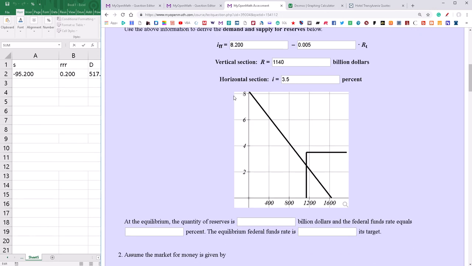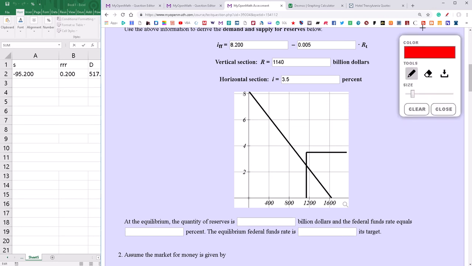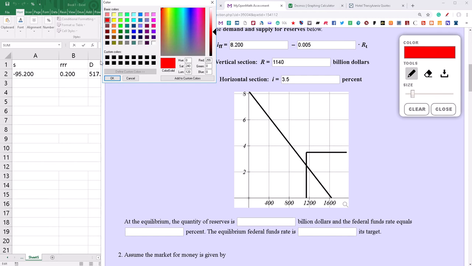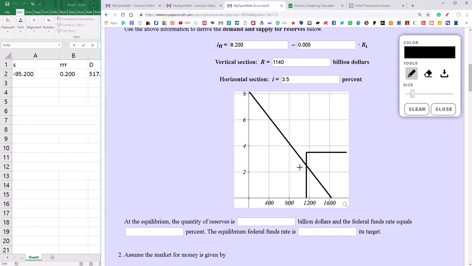Okay, so I'll just go through this really quickly. You want to put i subscript FF here for the federal funds rate. That's the price of reserves. The quantity of reserves is R. This is reserves demand. This is reserve supply. The initial equilibrium is right here. And it looks like it's between 2 and 3.